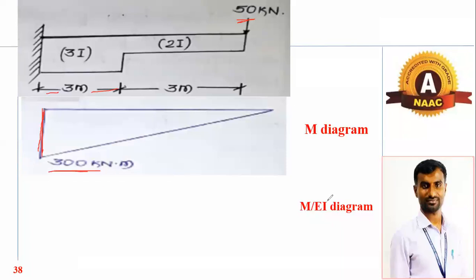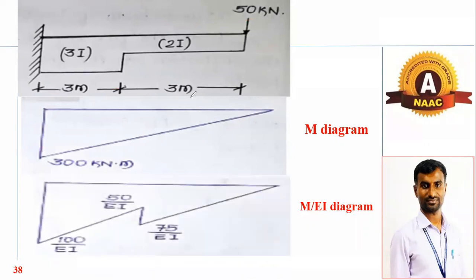Now your M by EI diagram will change. Why will it change? Because here EI is not constant. Flexural rigidity is not constant. Here it is 3 EI, and for the next half span it is twice of EI, meaning there is a change in cross section. So the nature of the M by EI diagram will vary. It will vary at a junction.